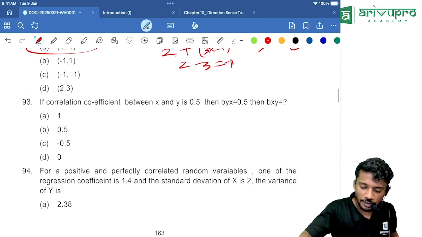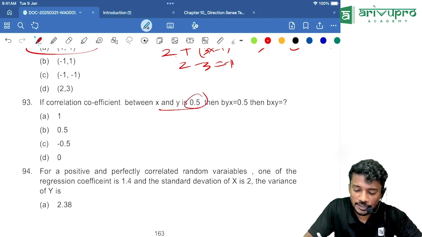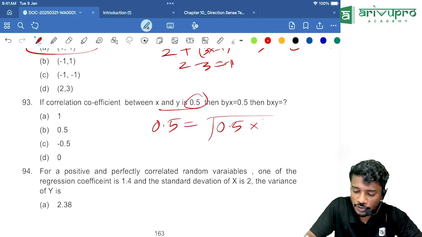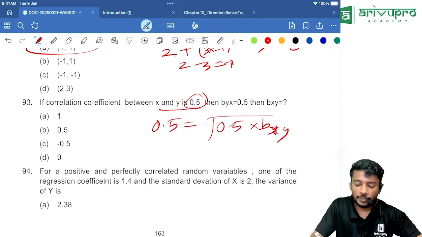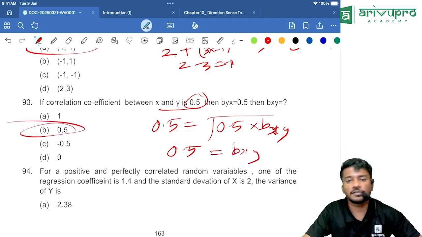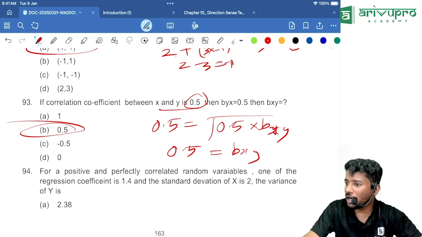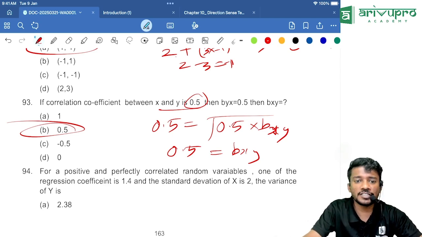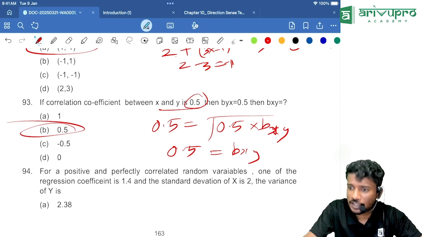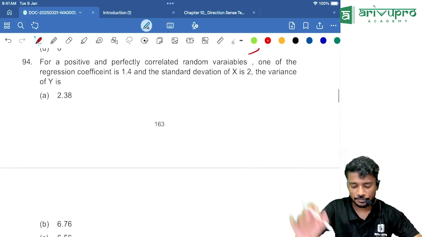Next one. Correlation coefficient between x and y is this much. So our value is 0.5, root of 0.5 into bxy. Square both sides, then it will be 0.5. bxy is equal to 0.5. Just by knowing one formula, I am telling you, you will get the marks. Correlation coefficient is equal to root of the product of the regression coefficients. Then find the answer for this.